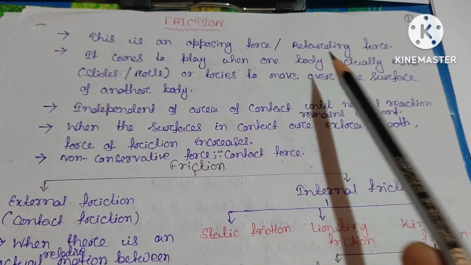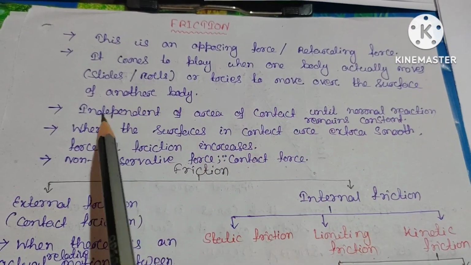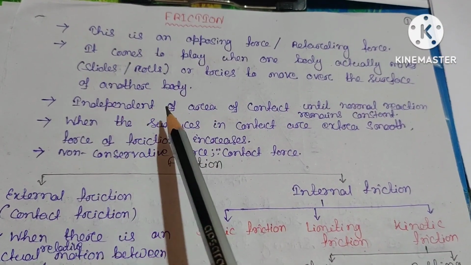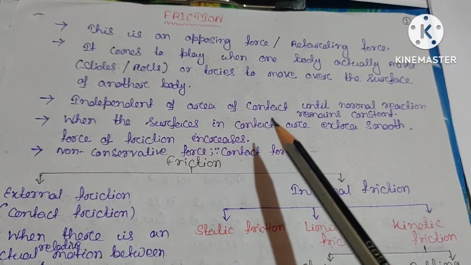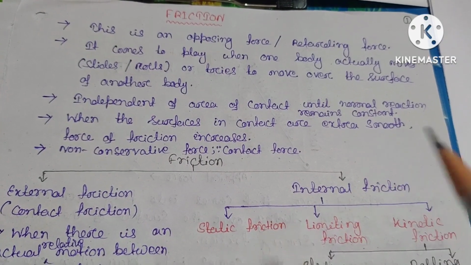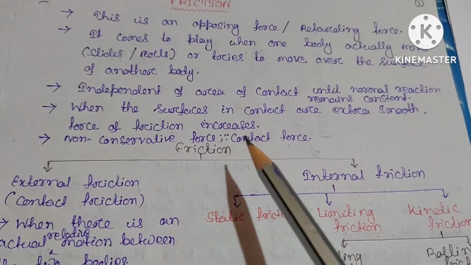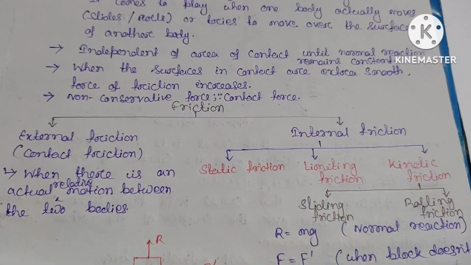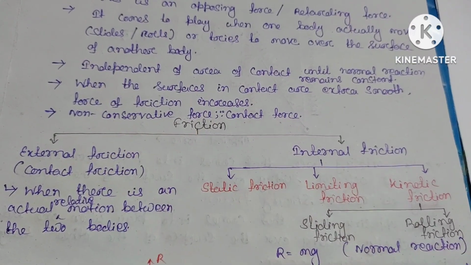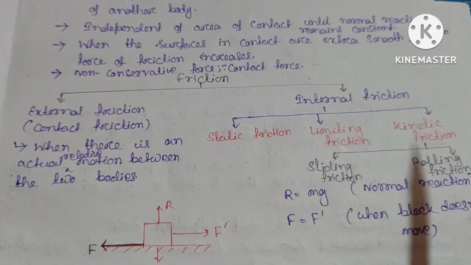This is an opposing force or the retarding force. It comes into play when one body moves, that is slides or rolls, or tries to move over the surface of another body. It is basically independent of area of contact as long as the normal reaction remains constant. When the surfaces in contact are extra smooth, the force of friction increases. As this is a contact force, this is a non-conservative force. So these are the points related to friction which are also asked in your exam.